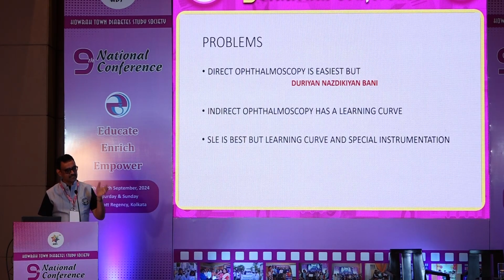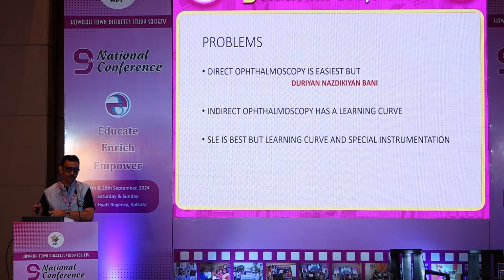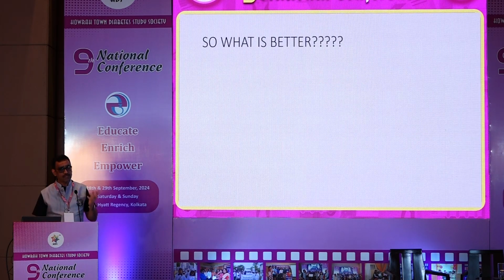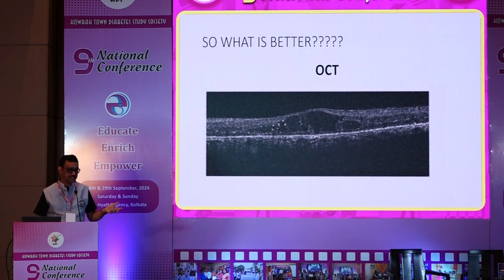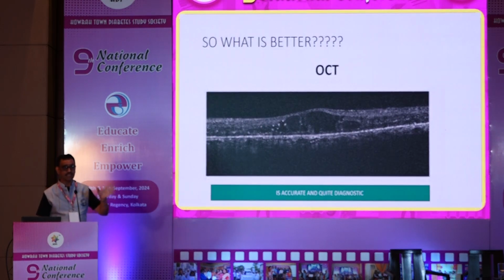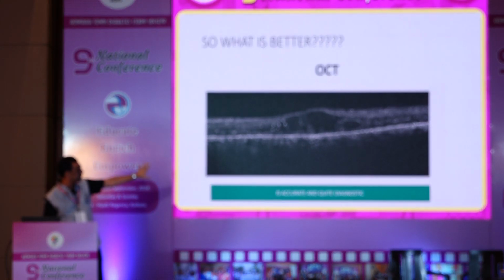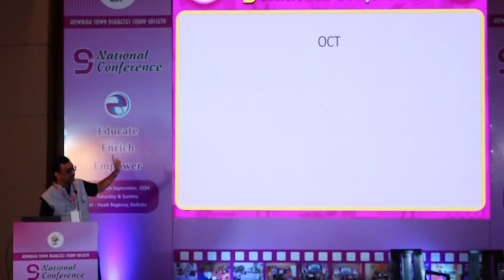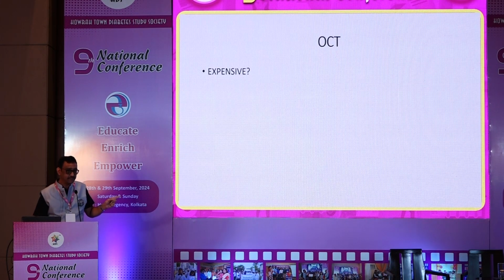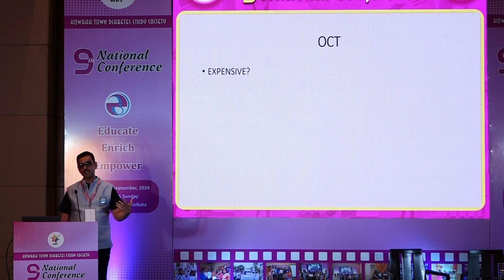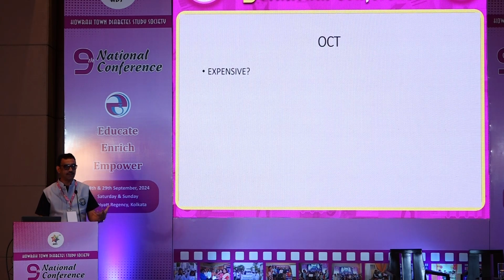Slit lamp examination is very good, but then you need a slit lamp in your clinic, which will be very difficult to provide for. So what is better? OCT, very good, very nice, nearly diagnostic, gives you the exact structure of the macula. This is a classical macular edema. But then the problem with OCT is it is very expensive. In order to make it viable, you must have at least 50 to 60 or maybe 100 OCTs a month.